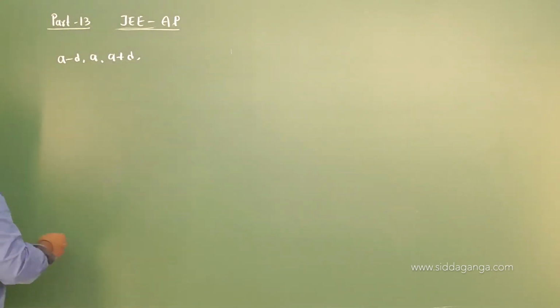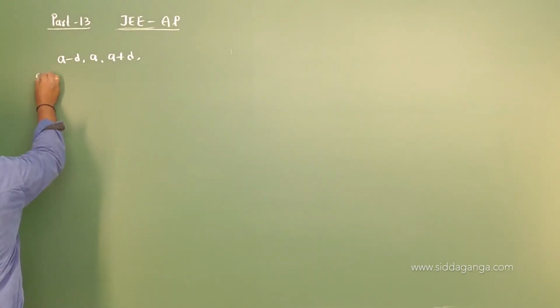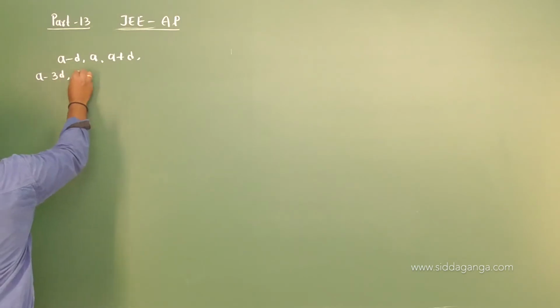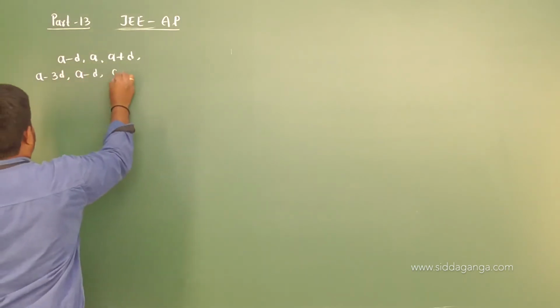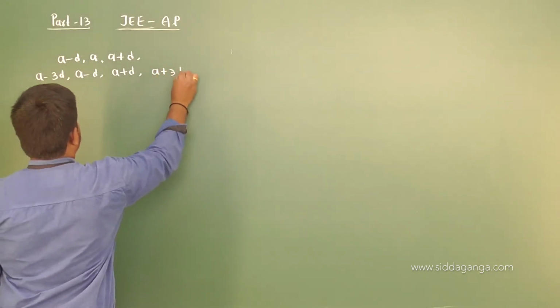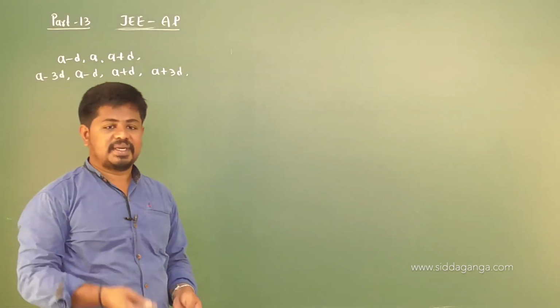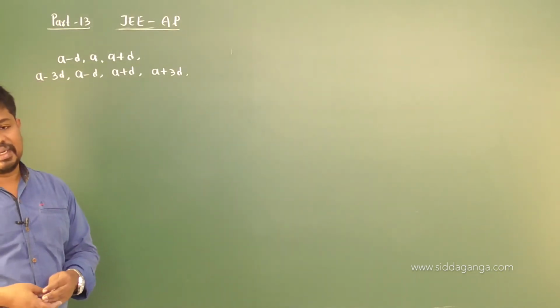And if four numbers are in AP, then the four numbers can be taken as a minus 3d, a minus d, a plus d, and a plus 3d.